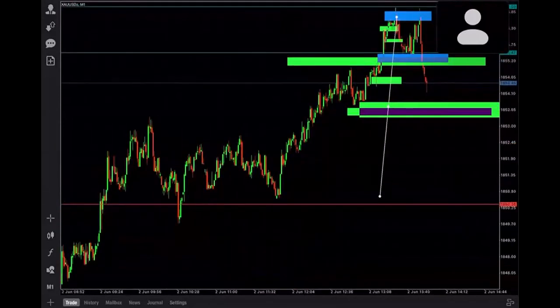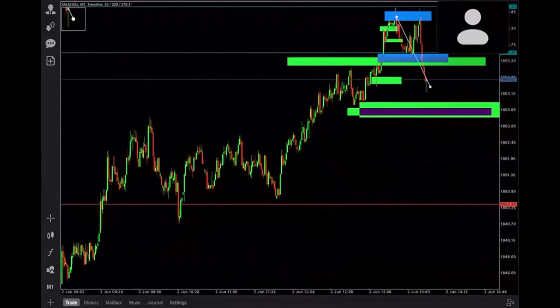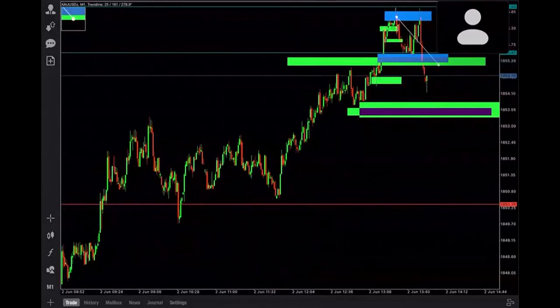Okay, now see when it comes here around this area, somebody pushes back. So now it will have trouble here. If it cannot break here, it will come back down, so you play from green to green. But if you break back up here, you play from blue to blue.